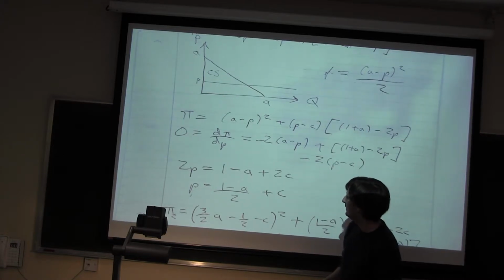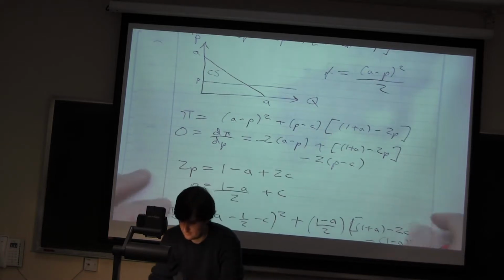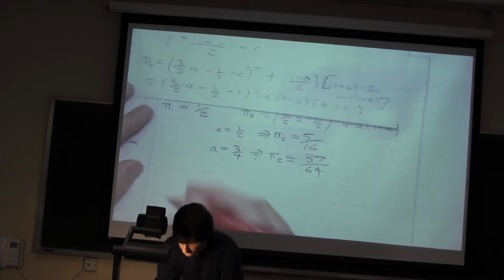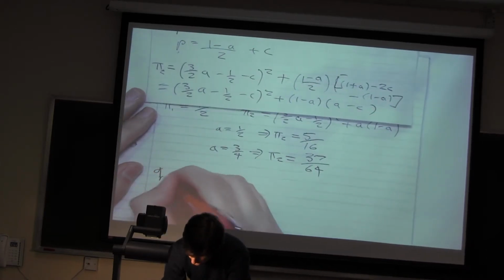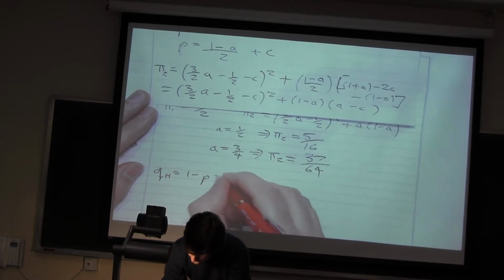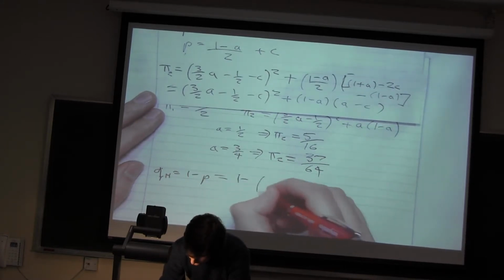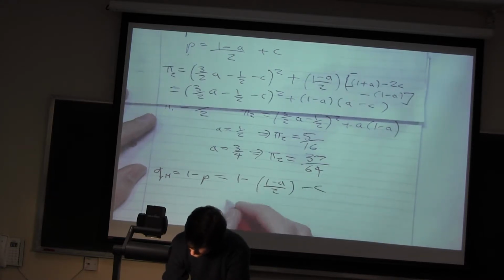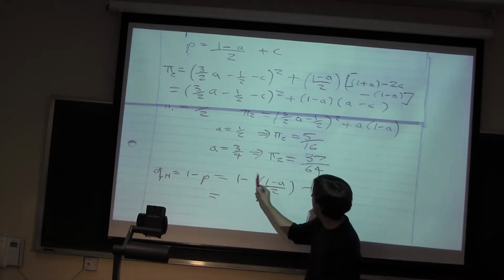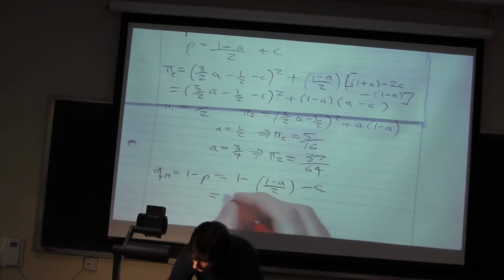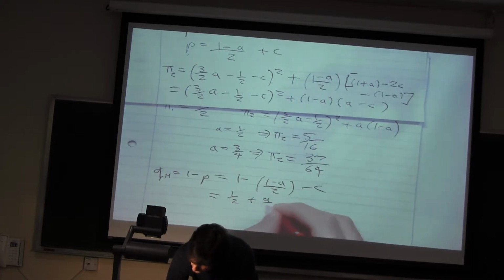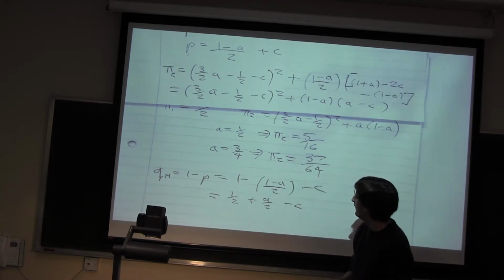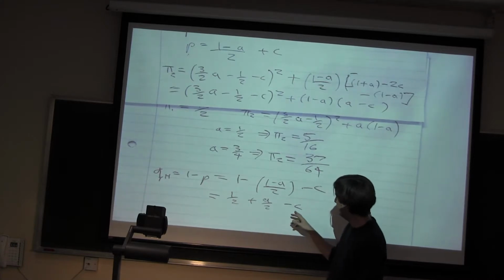The high type is going to consume such that they're just on their demand curve, right? So the quantity sold to the high type is going to be 1 minus the price. So it's going to be 1 minus A over 2 minus C. That's 1 minus a half, which is a half, so a half plus A over 2 minus C. So the high types are getting this number of units.